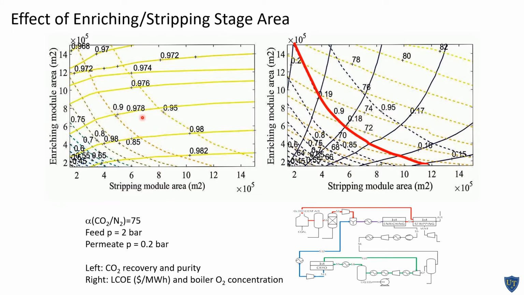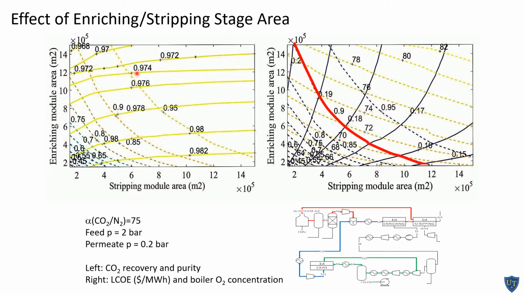So the figure over here on the left shows, as a function of the stripping module area, that's the second stage here, in which we pull out enough CO2 to meet the recovery target. That's what's plotted on the x-axis. On the y-axis is the enriching module stage. This is a stage in which we produce a concentrated CO2 stream that ultimately will lead to the liquid that we'll sequester.